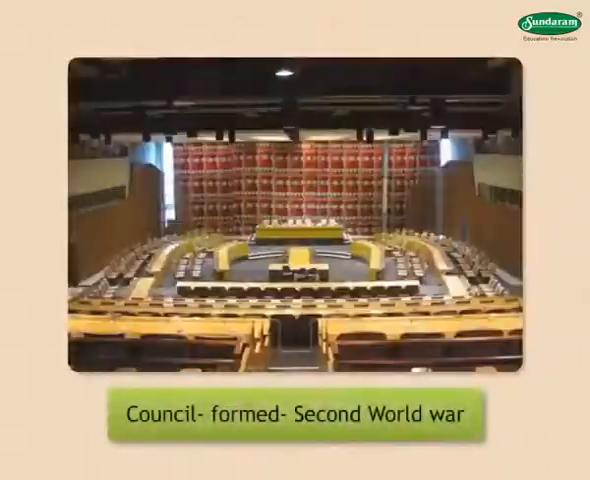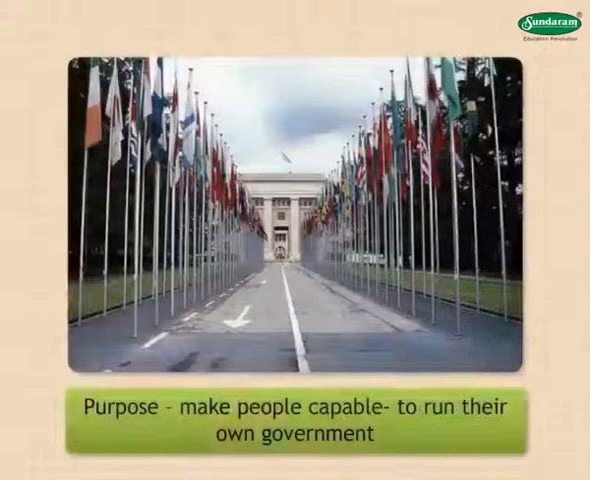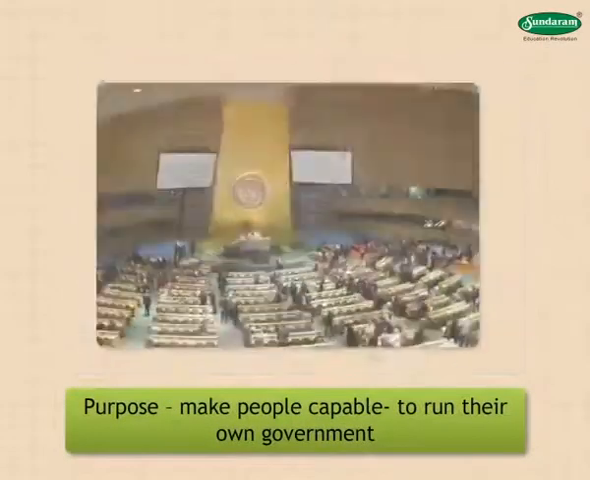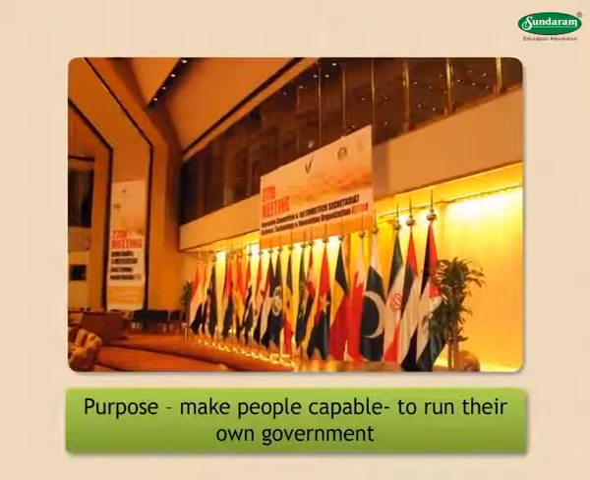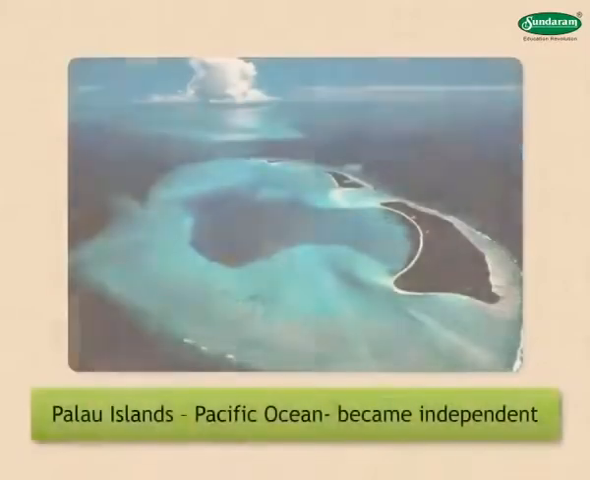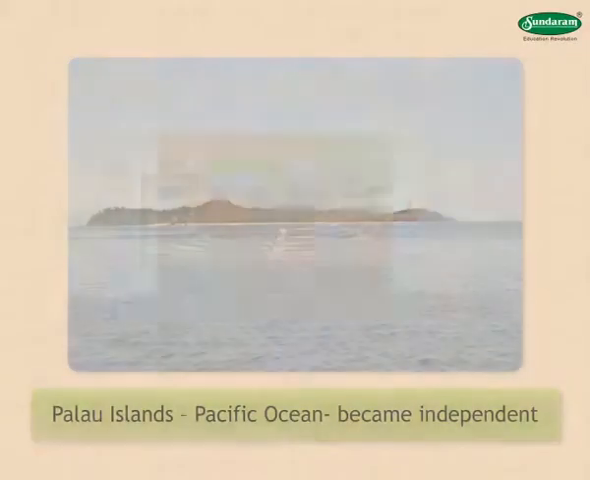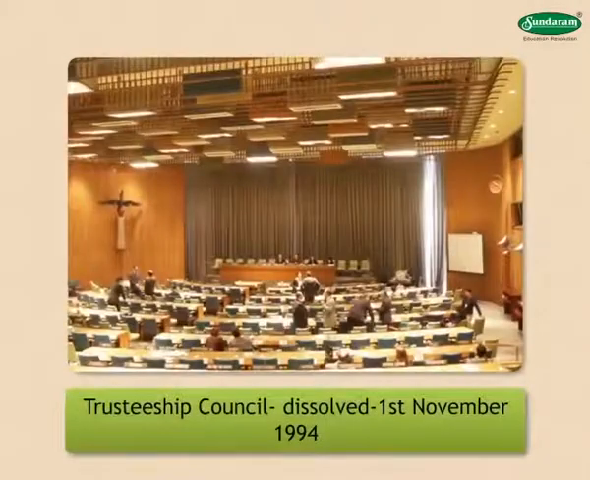This council was mainly formed after the Second World War. The purpose of this council was to make people capable enough to run their own government. Till 1994, the United Nations helped such territories. Once the Palau Islands in the Pacific Ocean became independent, the Trusteeship Council was dissolved on the 1st of November 1994.